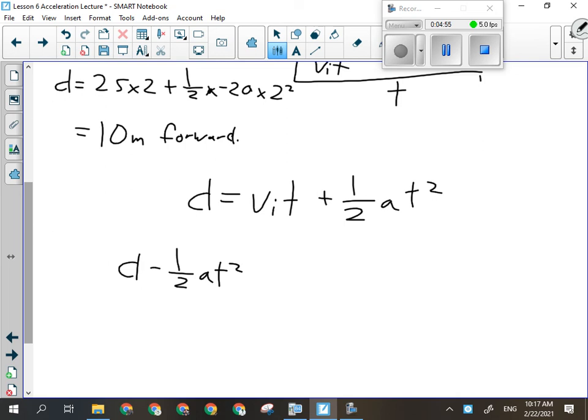That makes sense, right? This is the total displacement, or the area under the line, minus the area of the triangle equals the area of the rectangle. Am I right with that? I'm trying to get VI. What do I do with T?